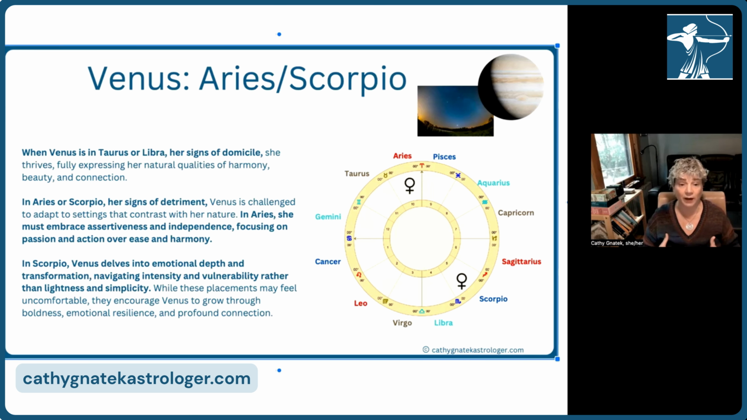We talked about that already, focusing on passion and action over ease and harmony. In Scorpio, she delves into emotional depth and transformation, navigating intensity and vulnerability rather than lightness and simplicity. While these placements may feel uncomfortable, they encourage Venus to grow through boldness, emotional resilience, and profound connection.